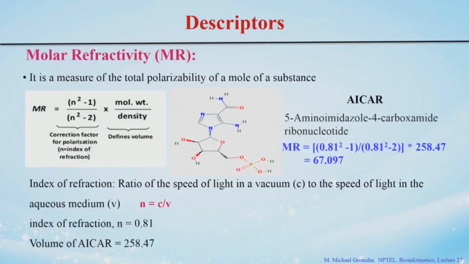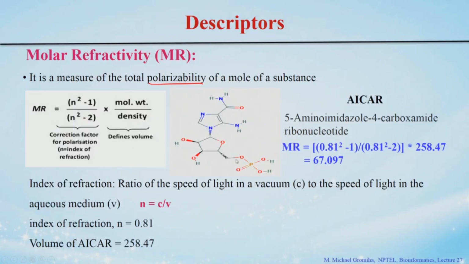This is another example: how to get the molar refractivity. It is a measure of the total polarizability of a molecule. You can use this equation: MR, molar refractivity, equals (n² minus 1) divided by (n² plus 2), multiplied by the molecular weight divided by density, which is the volume. The first part is the correction factor for the polarization. Here n is the index of refraction, because the refractive index is known for the compounds, and molecular weight divided by density gives you almost the volume.